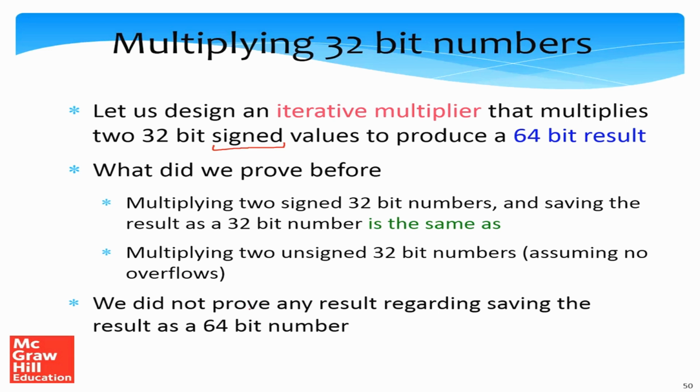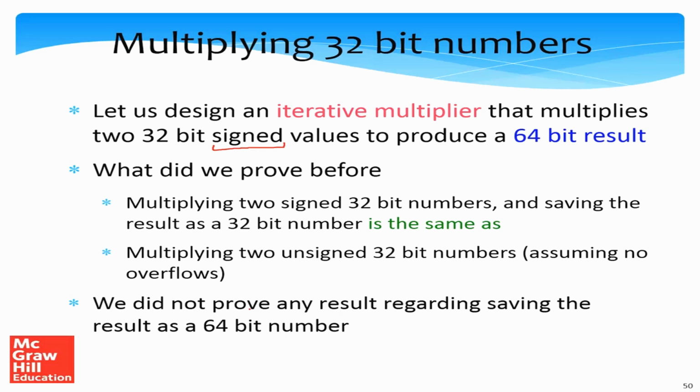So we need two 32-bit signed values and we'll produce a 64-bit result. So what did we prove before? Well, we proved before that multiplying two signed 32-bit numbers and saving the result as a 32-bit number is the same as multiplying two unsigned 32-bit numbers, assuming no overflows, right?